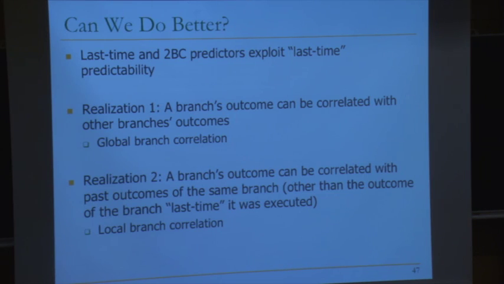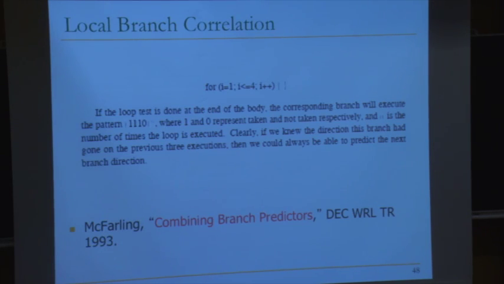The second realization is that a branch's outcome is actually correlated with itself, with the outcome of the branch the last time it was executed. Local branch correlation. Let's take a look at that. This is another example from the paper that I was assigned. If you look at this, it's a single branch, right? And if you read this, let's take a look.